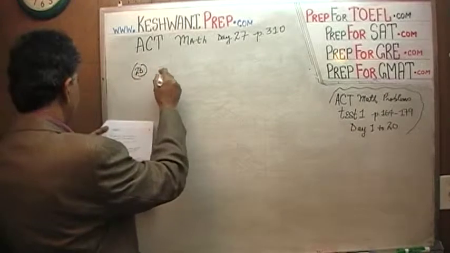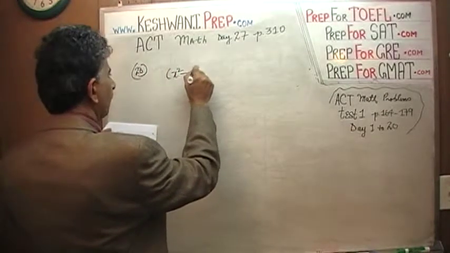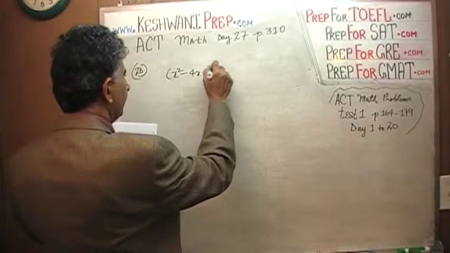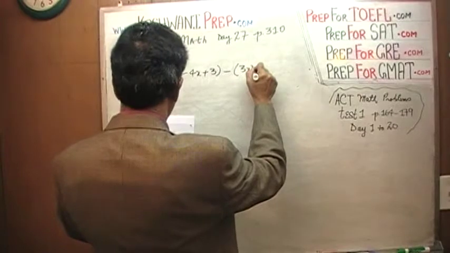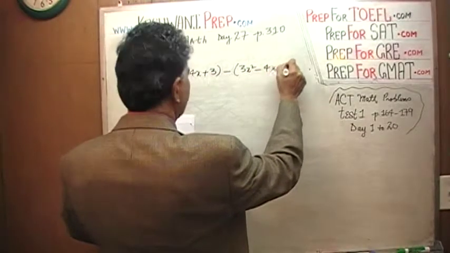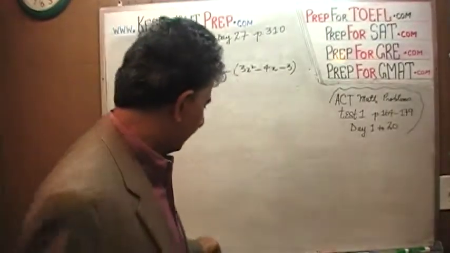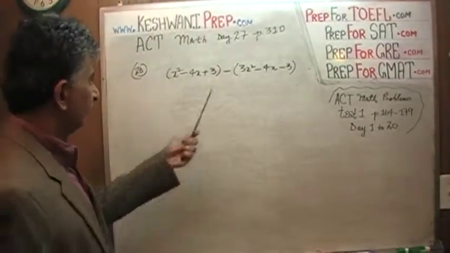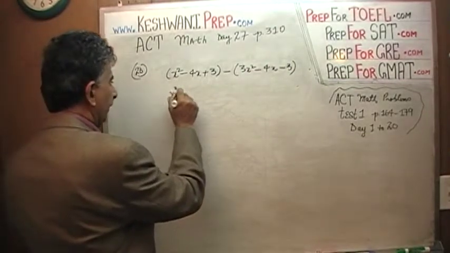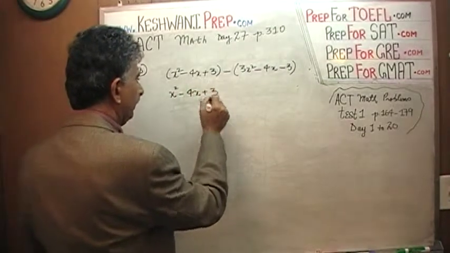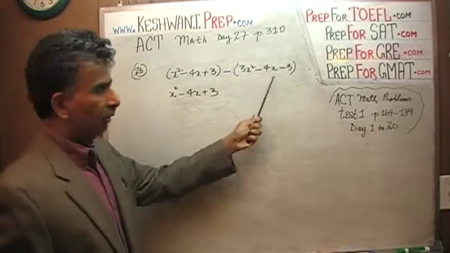We are simply asked to simplify this expression, x squared minus 4x plus 3 minus, in parentheses, 3x squared minus 4x minus 3. Well, listen, the only thing that we need to worry about in this case is this negative sign in the middle. But this part is not going to change. This is just x squared minus 4x plus 3. But when we open this parenthesis, this negative has to be distributed to all the terms here.